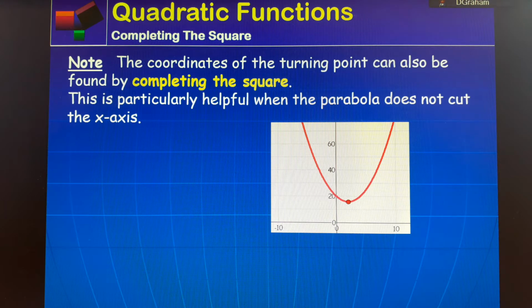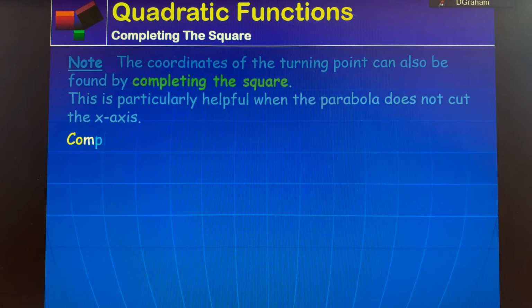But we can't do that in this case because the graph is actually above the x-axis, or if it was an upside down U, it might be below the x-axis. But completing the square is a method for being able to find the turning point from the answer of the completed square without having to work out the roots first. So it's very useful from that perspective.